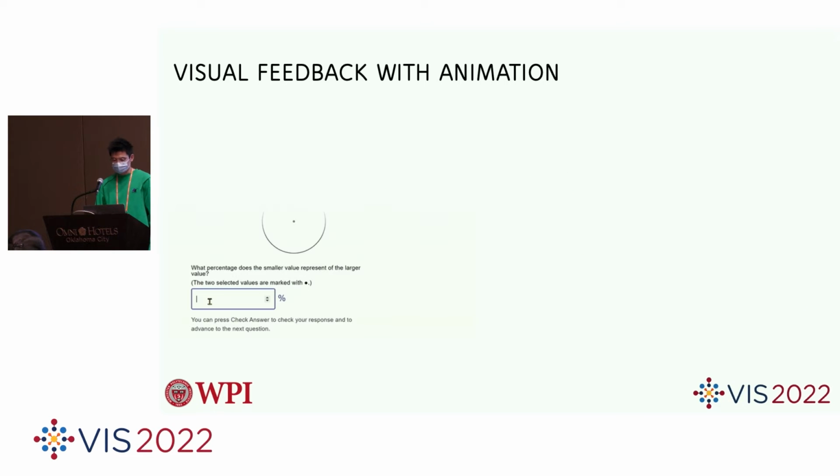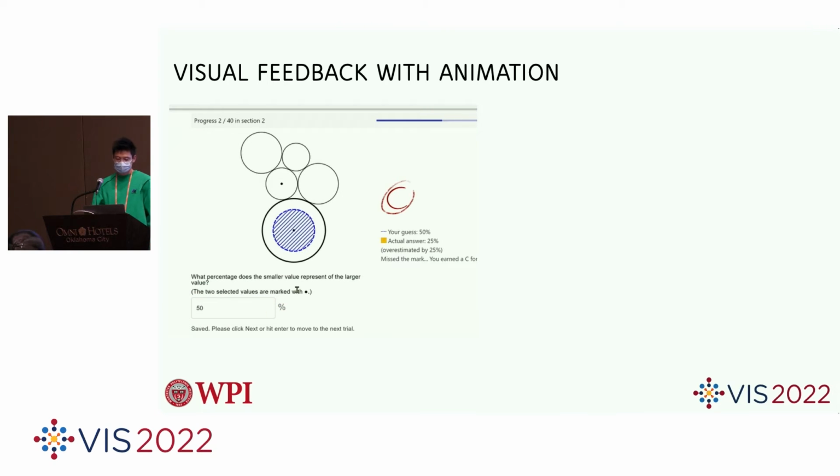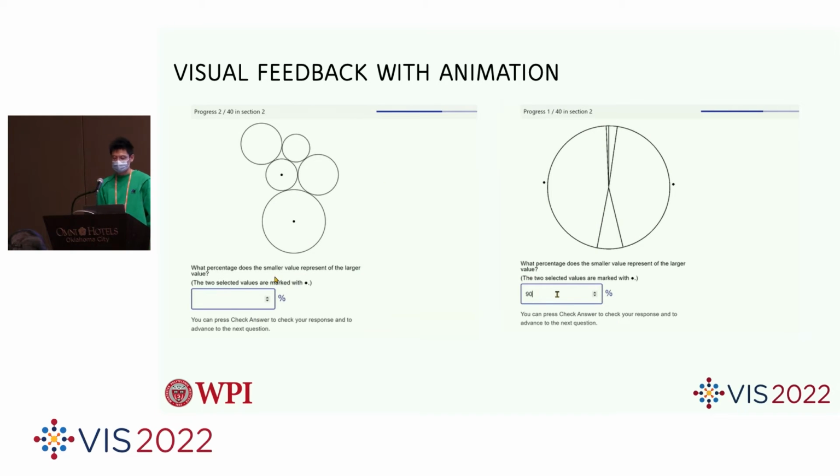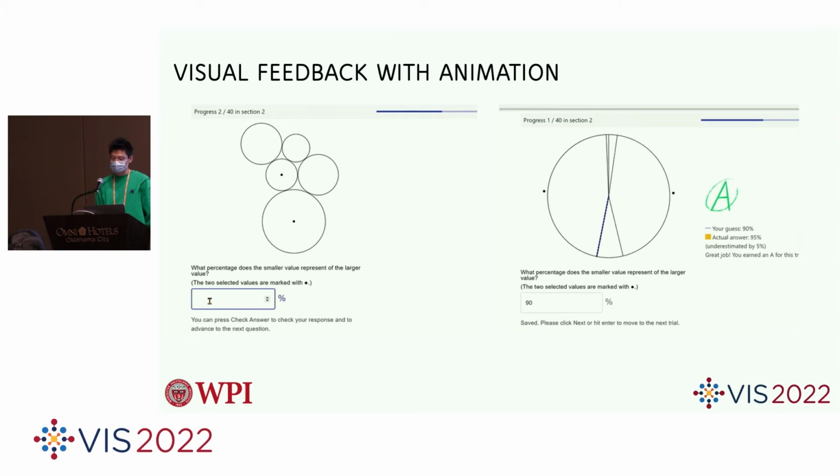Let's see some live examples. This example uses a bubble chart. After participants type in their answers, their answer is visualized in the blue dashed zone, and the true answer is highlighted in the orange zone and moves to overlap with the blue dashed zone. Here is another example using a pie chart, which has the same concept but a different animation design.